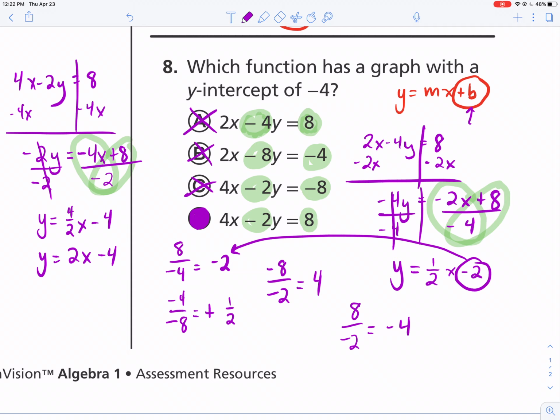Which means that function D would have a graph with a y-intercept of -4. And that concludes Readiness Assessment 5, Part 1.